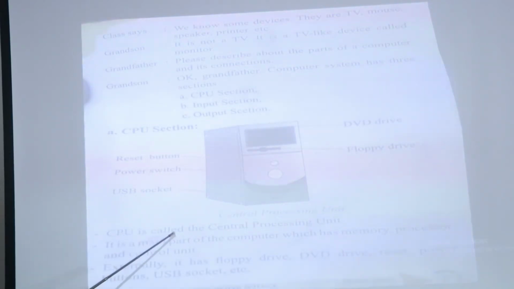CPU is called the central processing unit. It is the main part of the computer, which has memory, processor and control unit. Externally, it has a floppy drive, DVD drive, reset button, power button and USB sockets.